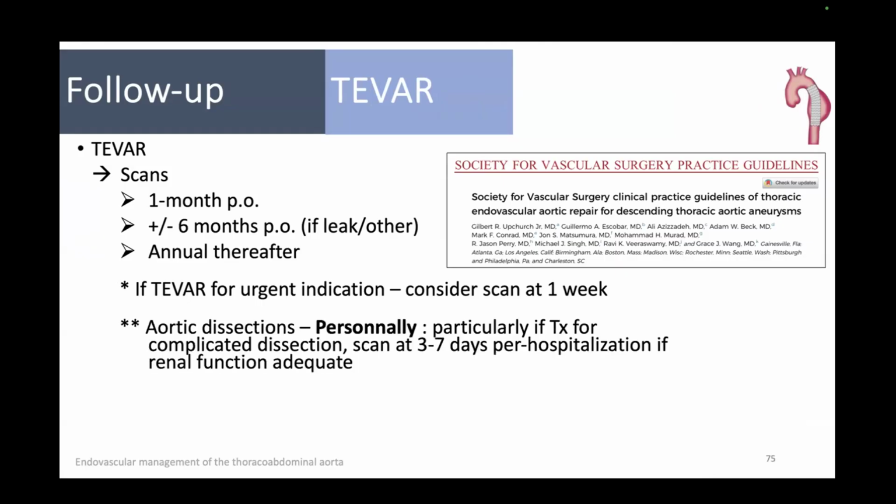For aortic dissection specifically, for me, I do a scan at 3 to 7 days after the treatment if the renal function is adequate, and particularly if the dissection is complicated. And then I follow at 1, 3, and 6 months, and then annually if stable.